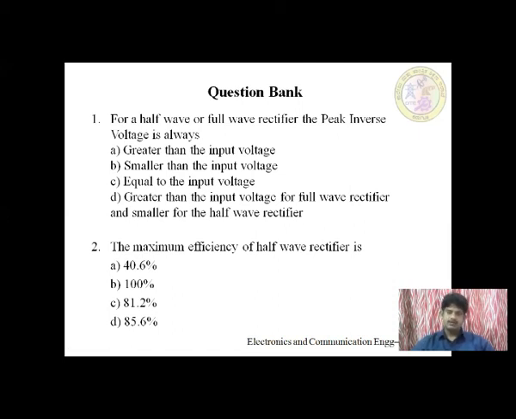So I already told you, peak inverse voltage means it is the maximum voltage applied to the diode in a reverse bias condition. Okay. So we solved some problems on this. So peak inverse voltage is equal to VM. So C is the correct answer, equal to the input voltage. But actually it applies when the diode is connected in a reverse bias condition.